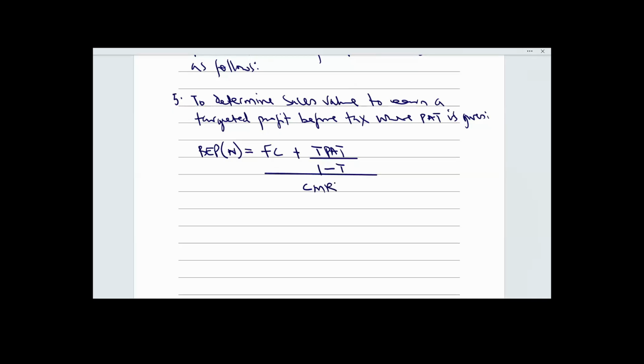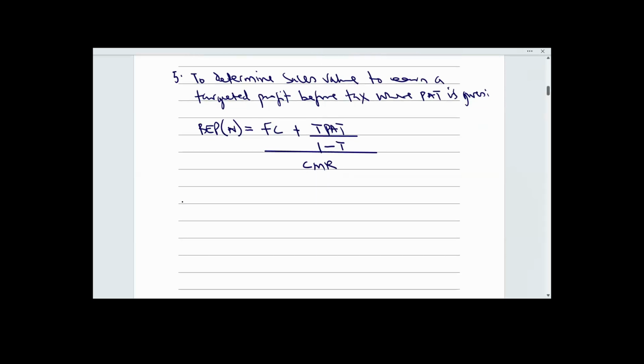All right. So this is the formula for calculating break-even points where profit after tax is given. Also, it is possible you may be given profit after tax and you are asked to determine the units.